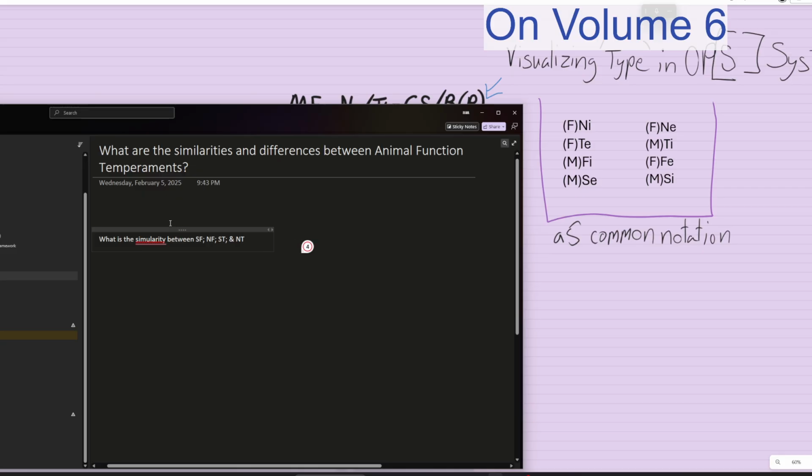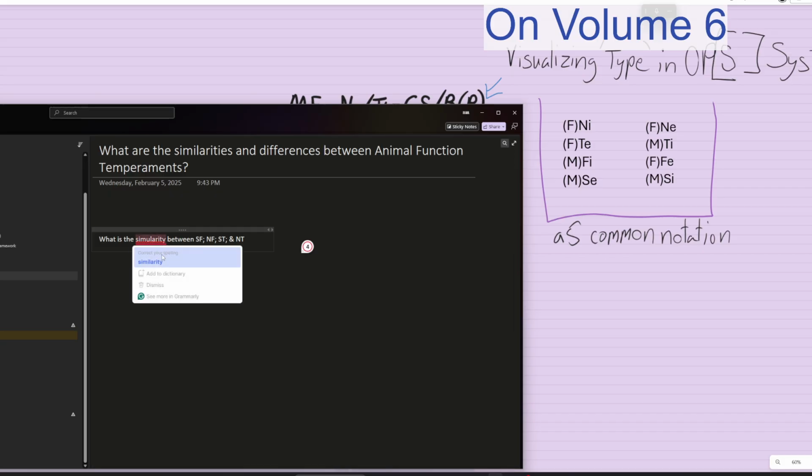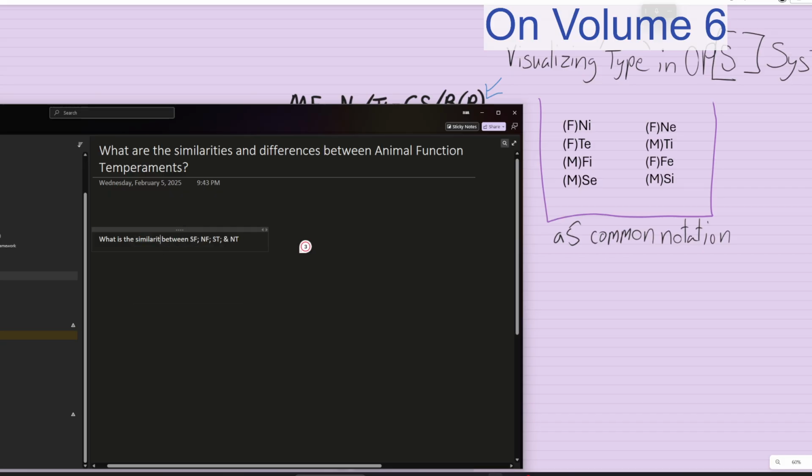What are the similarities and the differences between SF, NF, ST, and NT?